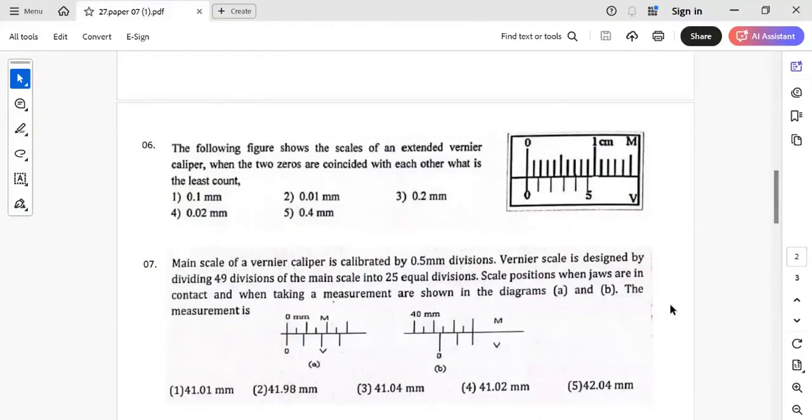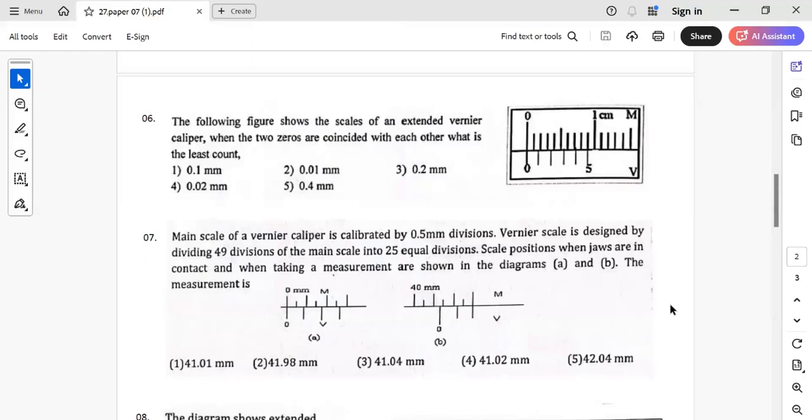These are past paper questions, right? These are the questions asked in the papers, right? Read question number 7.